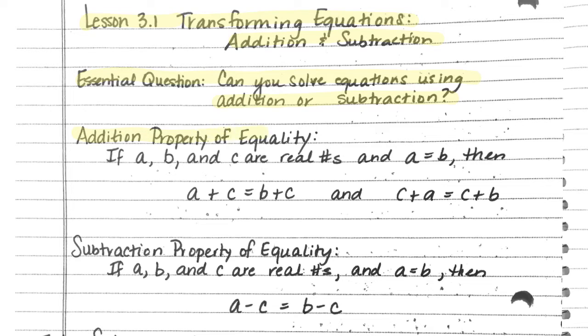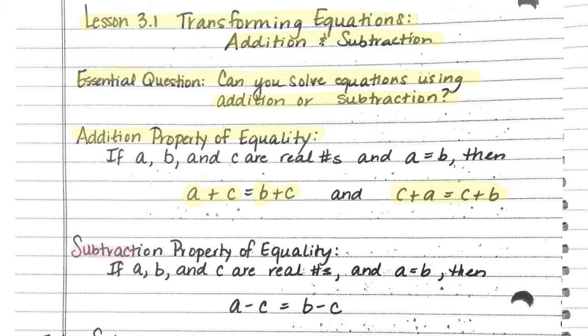Notice the addition property of equality says, if A, B, and C are real numbers, and A is equal to B, then remember A was equal to B. If I add C to the left, I add C to the right, and it does not change the equality of A and B.